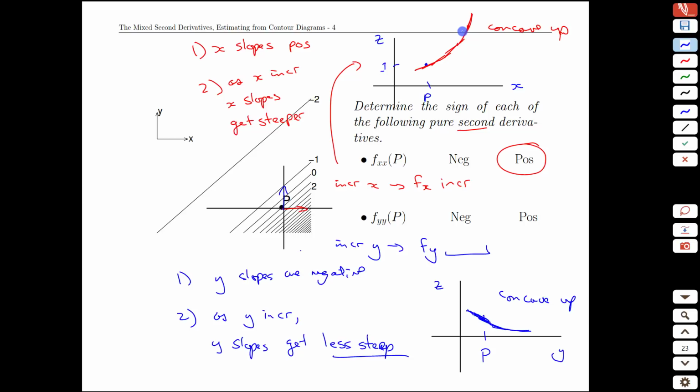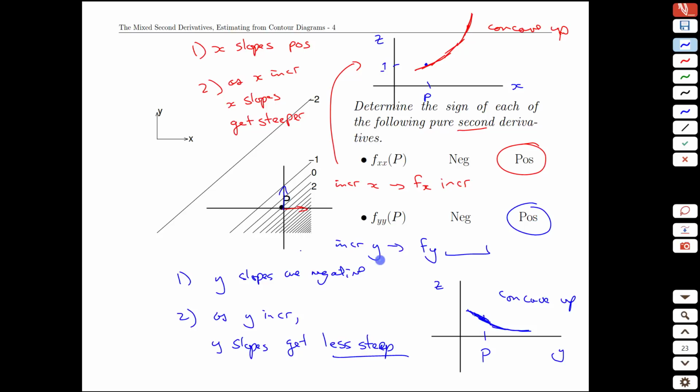But if you draw it, this is the key ingredient, if you draw this combination of negative slopes getting less steep, you can immediately read out the concavity. And if that is the case, we have concave up, that second derivative will also be positive.